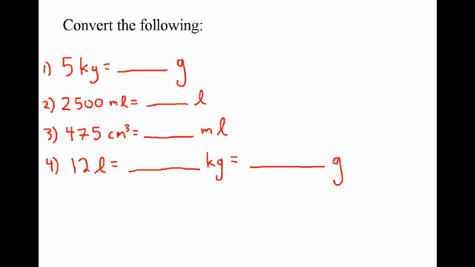For the next one, we're converting different units. We've got a unit of volume, so I have 475 centimeters cubed, and I want to know how many milliliters that is. And for the last one, we're going to do 2 conversions. If you have 12 liters of water, I want to know what the mass is in kilograms, and then change that kilograms into grams.